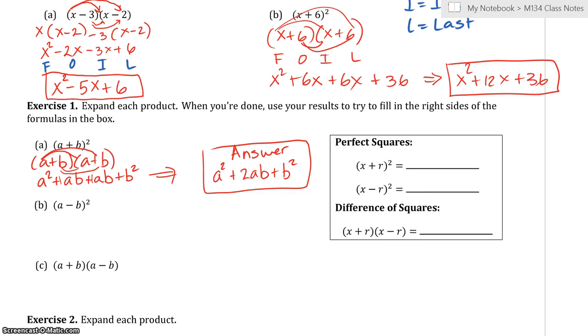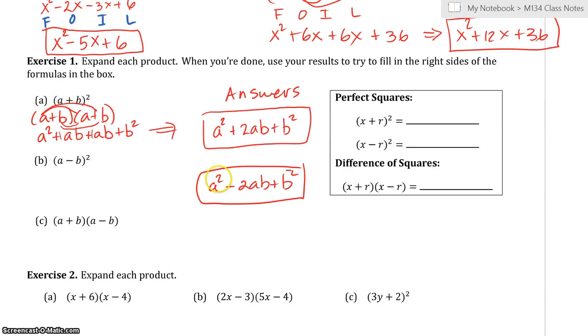So go ahead and do part B. I'll just give you the answer to that one. Here it is. a squared minus 2ab plus b squared. The only thing that's different is the minus. It would be first, outer, it's a minus, inner, and I'm just going to write, instead of ba, I'm going to write ab.